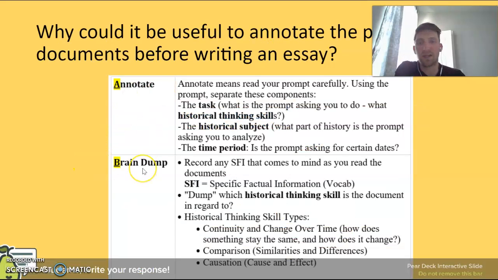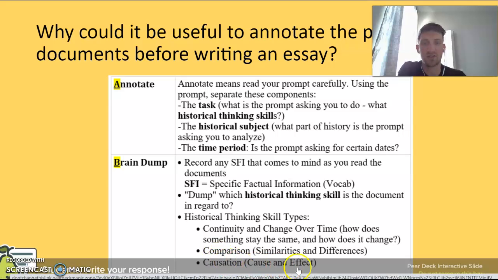So annotate and brain dump. These are pretty simple steps. Annotate means you read your prompt carefully, and using your prompt, you separate it into these components. So what is the task? What is the prompt asking you to do? In other words, what are the historical thinking skills? Is it a causation prompt, cause and effect? Is it a comparison prompt, similarities and differences? Or is it a continuity and change prompt? Continuity, again, means how does something stay the same? How is it continuous? Or how does it change? It's only going to be one of those three skills.